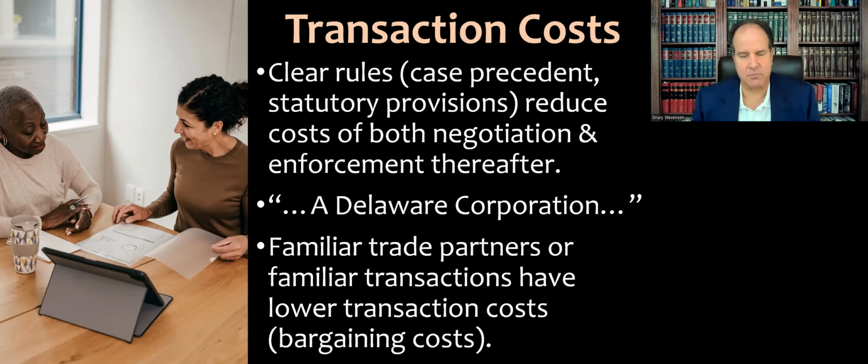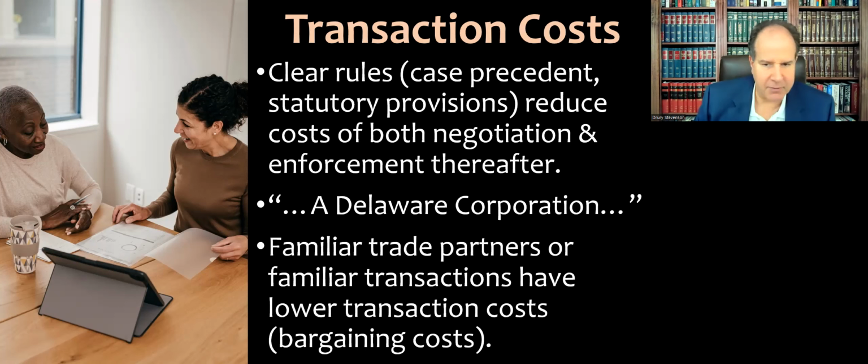So people really like this predictability. And so therefore, if parties can just say, we're following Delaware law, the lawyers on both sides know what that means. That has a lot of implications, and it saves a lot of time in negotiations. And then when we go to enforce things, we already know it's a streamlined process because we know what's going to happen. The same can happen with familiar trade partners or familiar transactions. Those are going to have lower transaction costs or bargaining costs, right?